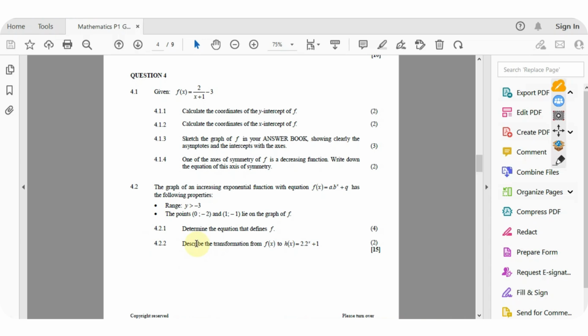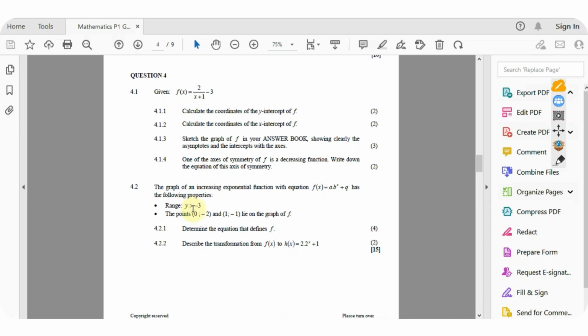4.2.1, they are saying determine the equation that defines f. So we have to find the equation of f. This means we have to find the value of a, b, and q. But q, we already know it because it is -3.